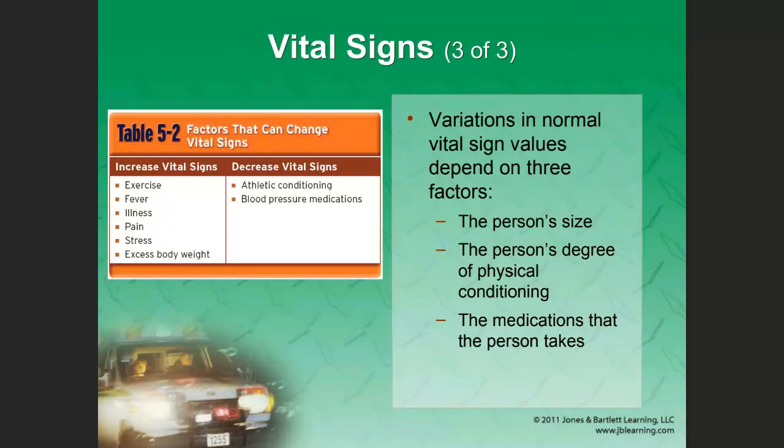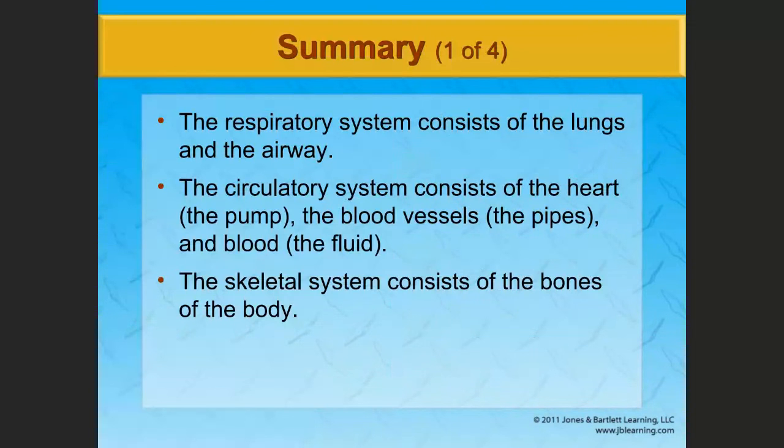Right? And that would bring us to the end of the human body. So, in summary, the respiratory system consists of the lungs and the airway. The circulatory system consists of the heart, which is the pump, the blood vessels, which are the pipes, and the blood, which is the fluid. The skeletal system consists of the bones of the body.